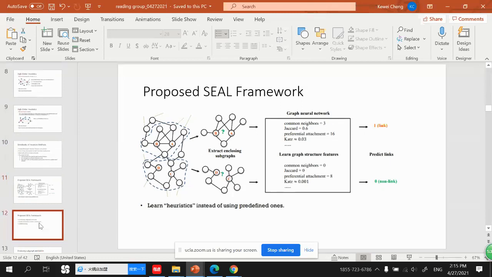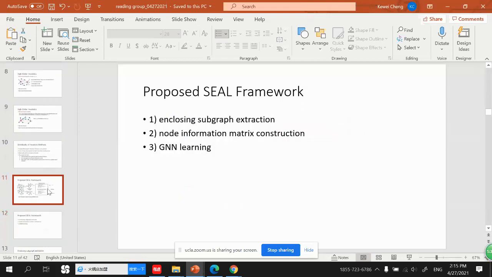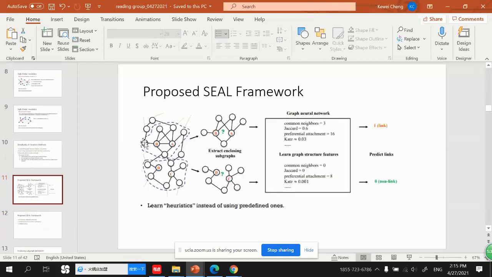Can I have a question here? Yes. How big is the subgraph? Is it just the ego network? I'll introduce how we can extract this enclosing subgraph in the following section. Oh, okay. So maybe we can, yeah.